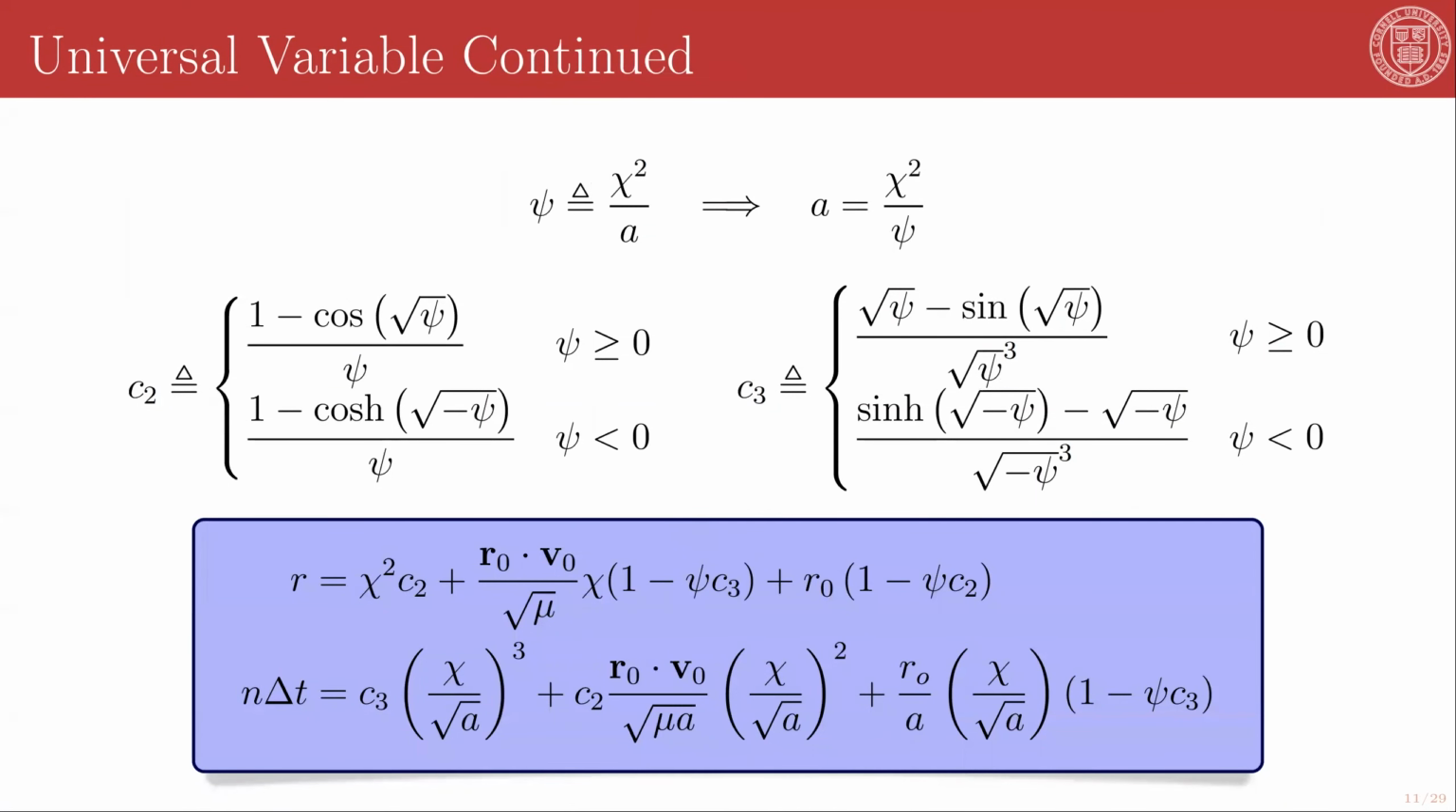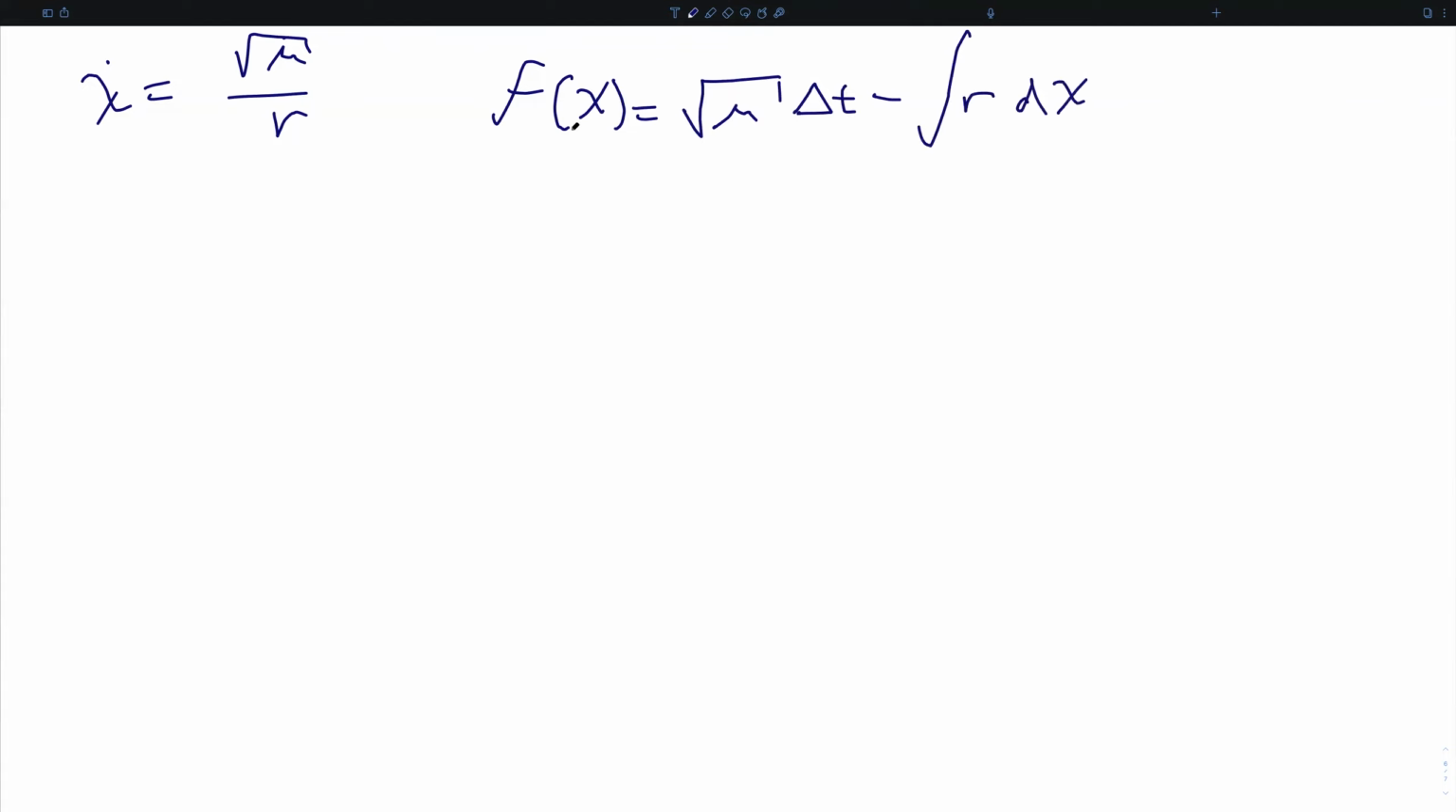So how then do we find chi for a given delta t? We start once again with chi dot is equal to root mu over r, and we can set up a Newton-Raphson iteration on the function f of chi is equal to root mu delta t minus the integral of r d chi. Because recall, this right here is exactly how we got our previous value for root mu delta t.